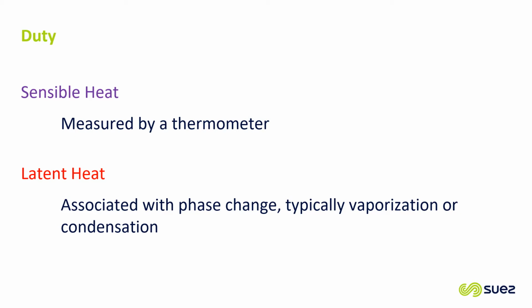There are two kinds of duty: sensible heat and latent heat. Sensible heat is that amount that is measured by temperature change, or simply by a thermometer. So we have a pound of water and it heats up from room temperature to 212 degrees. That is sensible heat. Latent heat, on the other hand, is heat that is associated with a phase change, vaporization or condensation. And that is something that's much harder to figure out and much harder to measure. So let's keep those two things in mind as we go through these calculations: sensible heat versus latent heat.